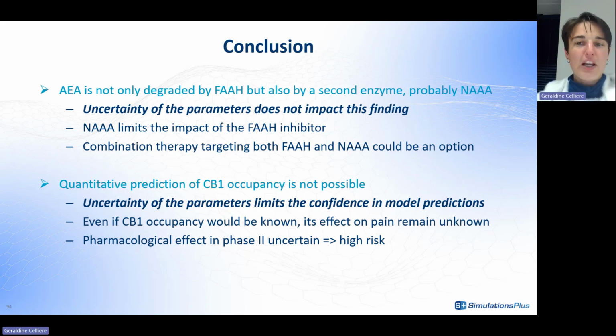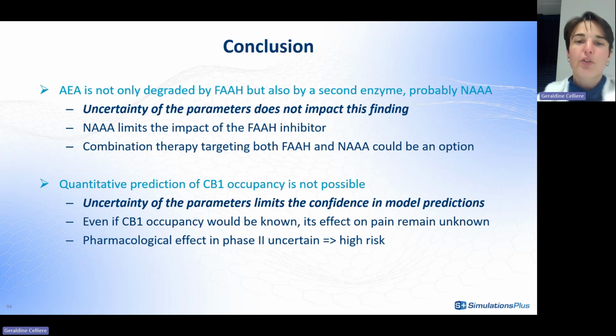To conclude, we have looked at two different types of questions. The first one was more about the mechanism. What we have found is that our fatty amides are not only degraded by the enzyme we are targeting, FAAH, but also by a second enzyme. And that second enzyme limits the impact of the FAAH inhibitor, because even if we inhibit FAAH, there is still something that degrades AEA, and therefore we cannot increase the levels of AEA as much as we would like.